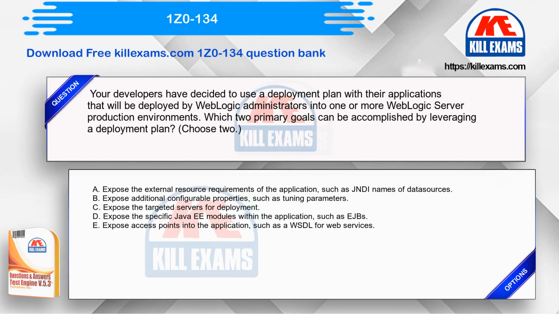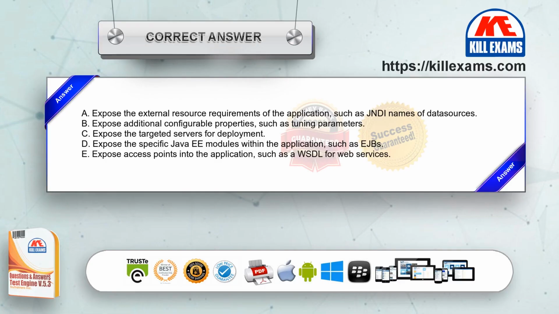Option B. Expose additional configurable properties, such as tuning parameters. Option C. Expose the targeted servers for deployment. Option D. Expose the specific Java EE modules within the application, such as EJBs. Option E. Expose access points into the application, such as a WSDL for web services. The correct answer is option A, B.